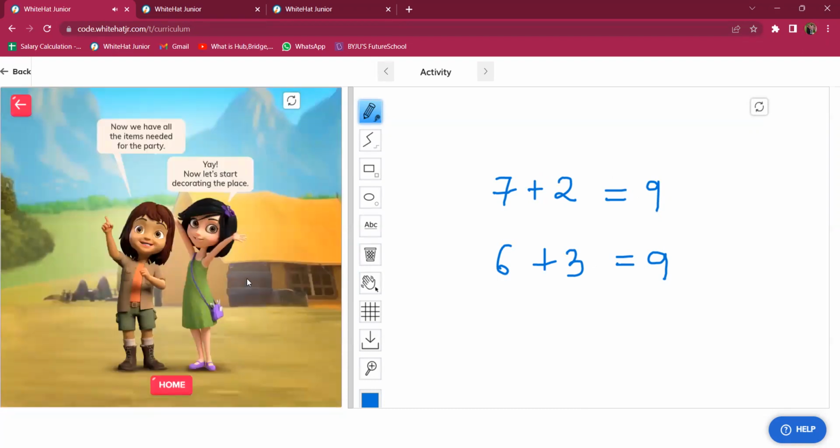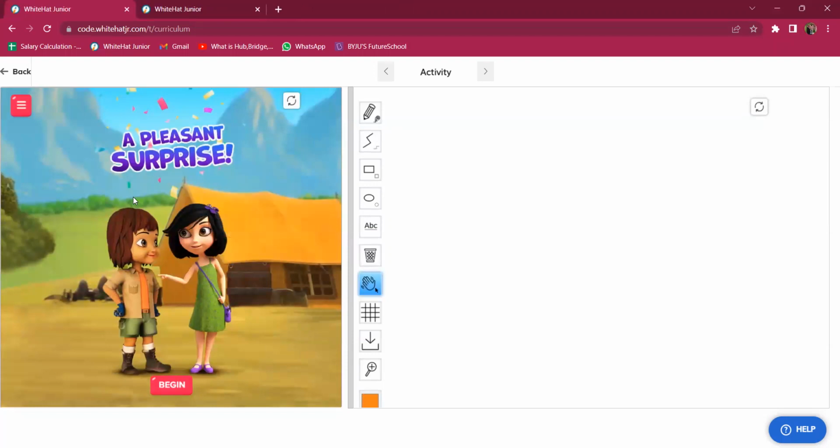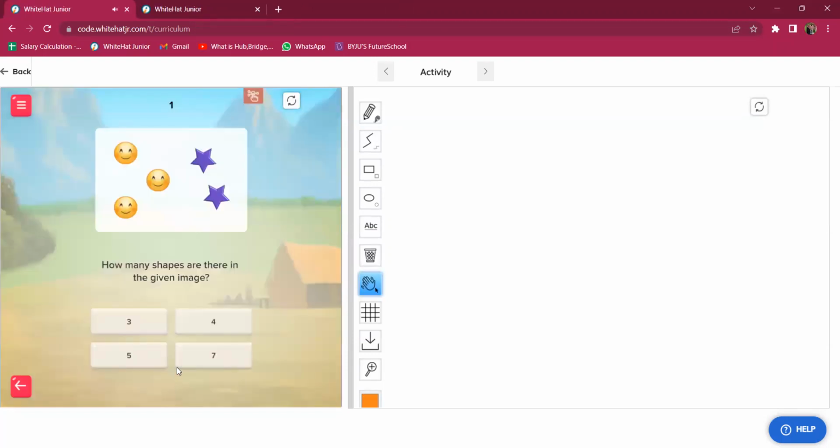Wow, that's great. So now they have all the items needed for the party. Let's help them to decorate the zone. So let's move ahead to the next applet activity. So this is the applet activity number 4. Let's see what we have to do here.